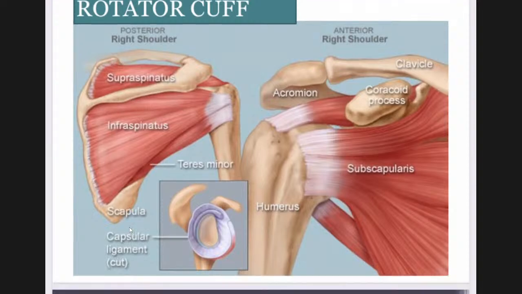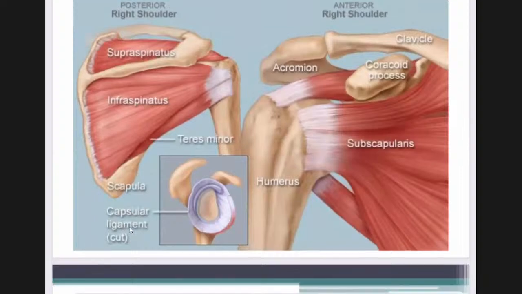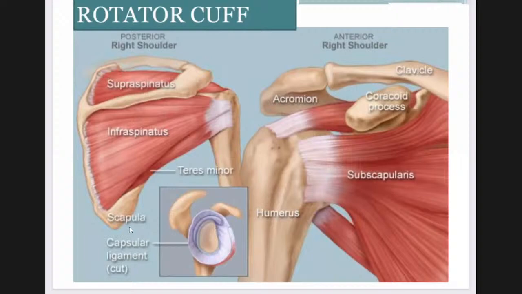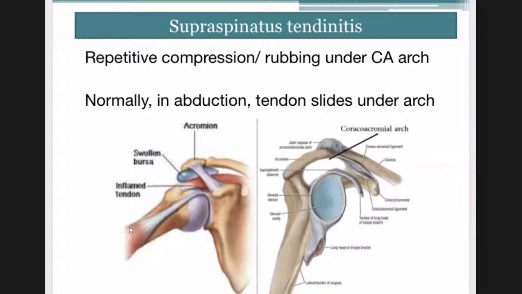Okay. Now, the first tendon that we will be talking about, which is important for you, is the supraspinatus tendon. So this supraspinatus tendon originates from the supraspinatus fossa, as you can see on the left side. It comes under the coracoacromial arch, okay, and gets attached to the greater tuberosity. So this tendon can undergo tendinitis following repetitive compression or rubbing under the coracoacromial arch.